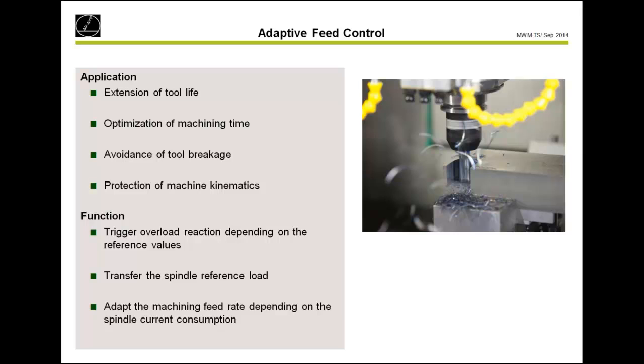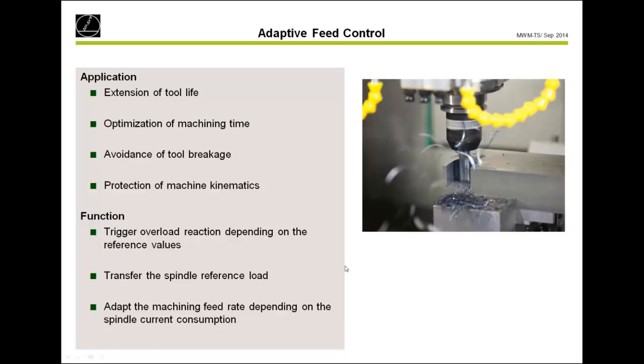If the tool gets worse and worse, there is more and more pressure on the machine, and if the machine construction is not so heavy, we can also destroy machine parts. That is what happens when we don't use AFC and the tool gets into a bad cutting situation.